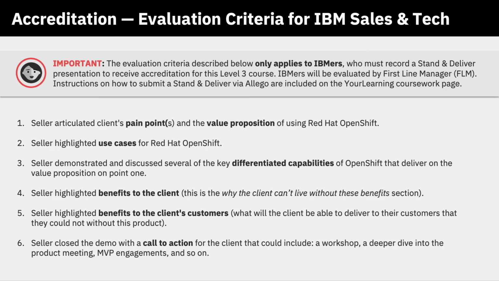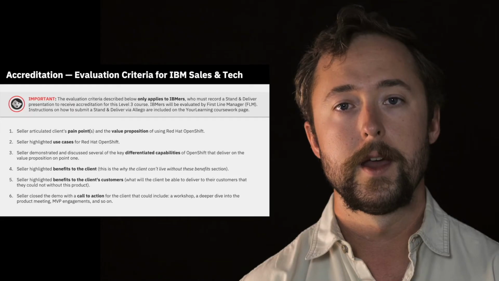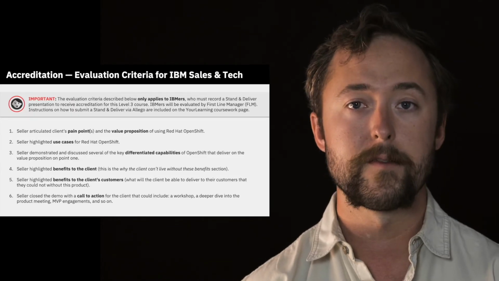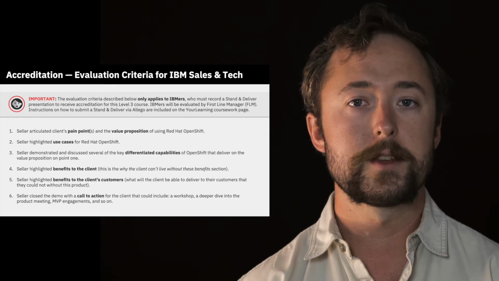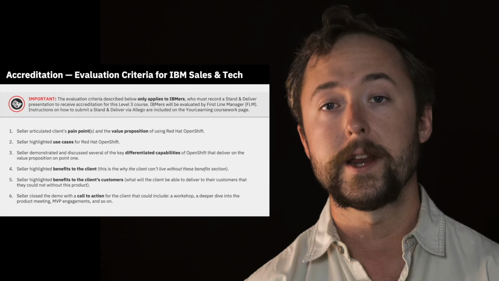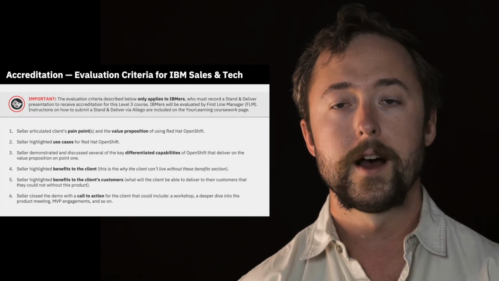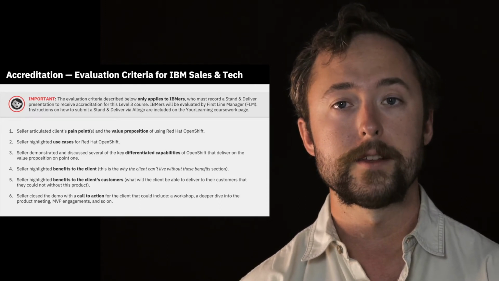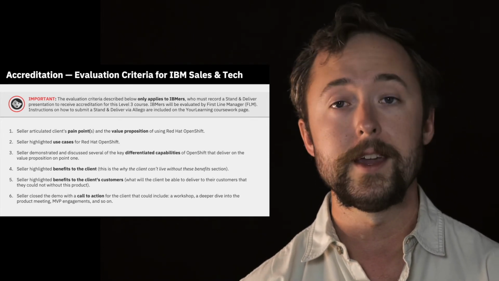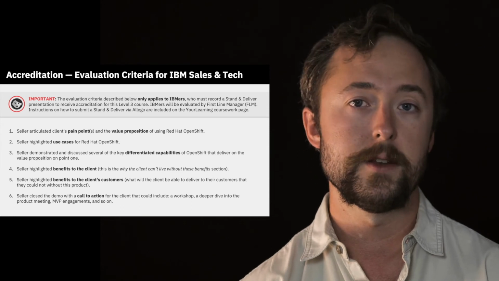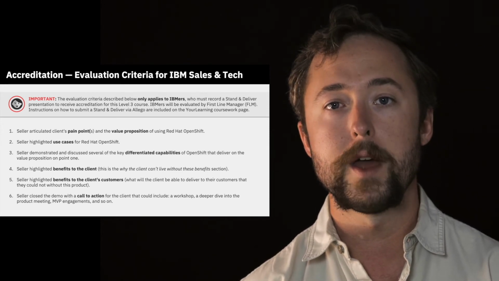In terms of the overall valuation criteria, IBM sellers are expected to articulate the client's pain points and the value proposition of using Red Hat OpenShift to solve those problems. They also need to highlight the use cases for Red Hat OpenShift that we'll talk about throughout this coursework. The seller needs to demonstrate and discuss several of the key differentiated capabilities OpenShift brings atop of other competitors in the marketplace. So focusing on the value proposition and the value derived from the solution will be key to your stand and deliver presentation. Fourth, sellers highlight the benefits to the client.